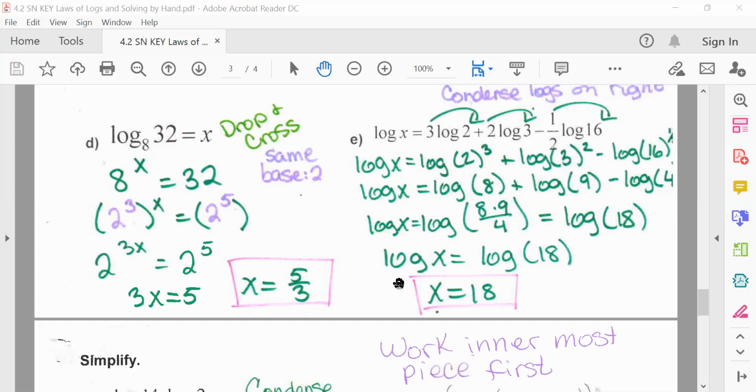So we have the log of x on the left that we've left alone till right now, but we brought him back now, equal to log of 18 that we simplified from all this mess up here. If log of x equals log of 18, the only thing x can equal is that 18. How are we doing on these? Questions?